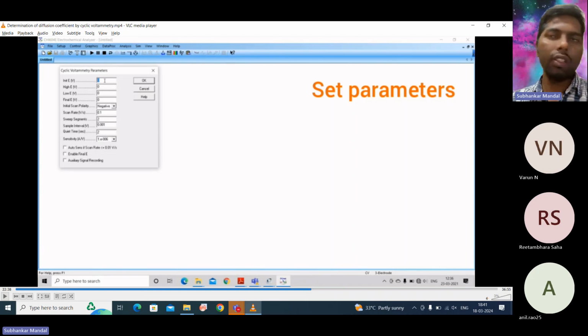Okay, and there is the initial scan polarity. Now there is a negative and positive. Basically, it sets which potential direction you want to scan the process. If you want to go for fast reduction, then you have to give the polarity as negative, and if you want to do fast oxidation, then you have to give a positive polarity.